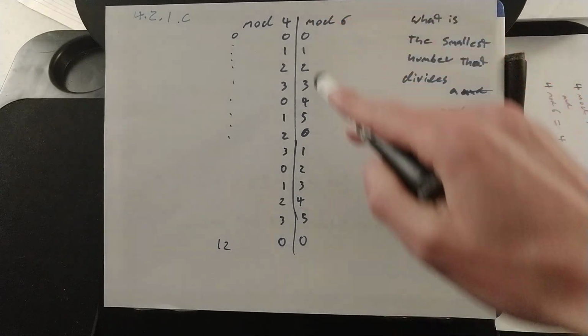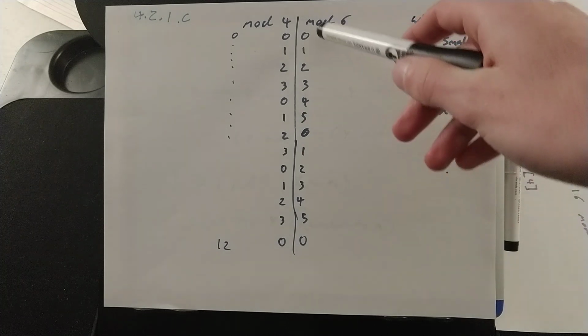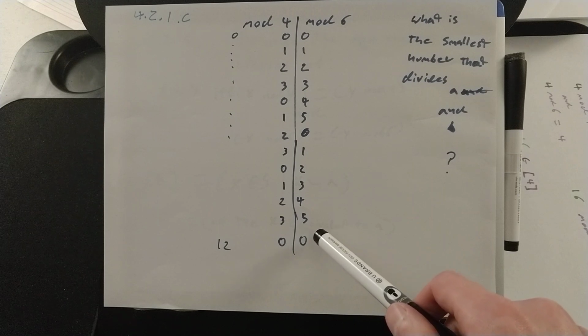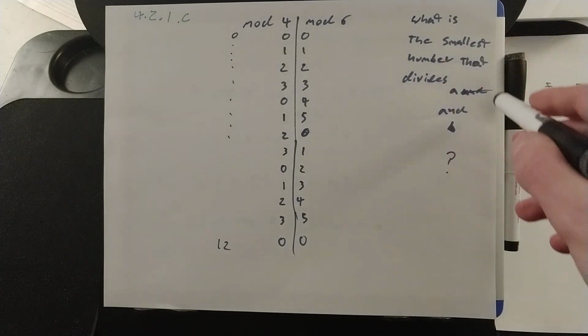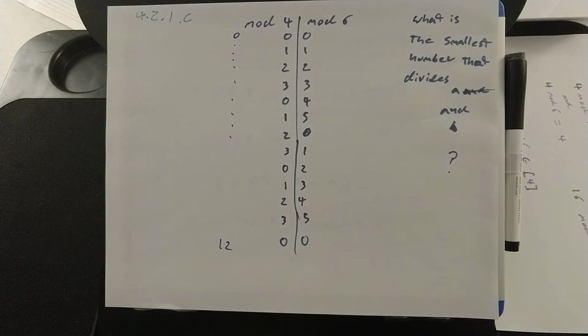So this is our table of all the possible pairs of mod 4 and mod 6 that you can get. And if you look at it, you'll see we'll repeat once we get to 12. And yeah, that's pretty much the idea there. So what we're looking for is actually the smallest number that divides both A and B, both 4 and 6. So that is 12, right? There's no number smaller than 12 that evenly divides both 4 and 6. So 12 is kind of our magic number there.